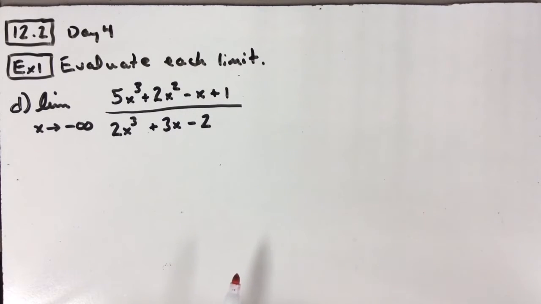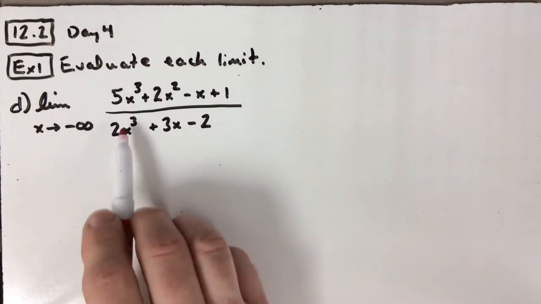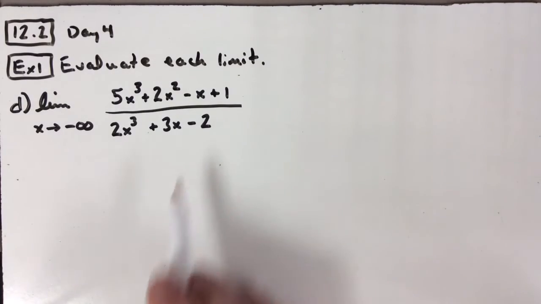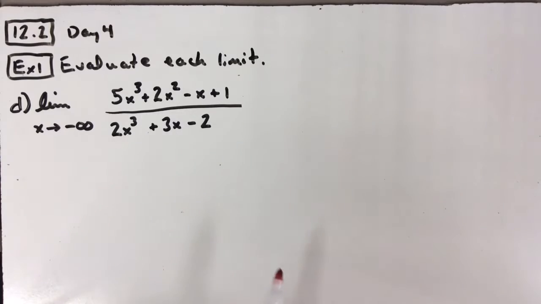Look and find wherever your largest power of x is. In this case, in the top we have an x to the third, in the bottom there's nothing bigger. There's an x to the third actually top and bottom. So the largest power of x either in the top or in the bottom for this problem happens to be an x to the third power.